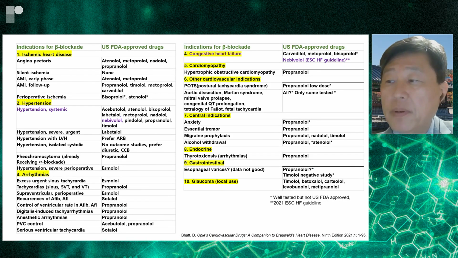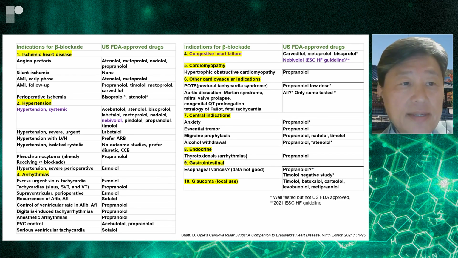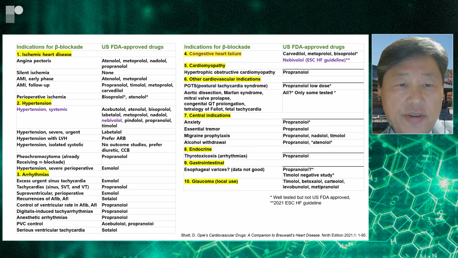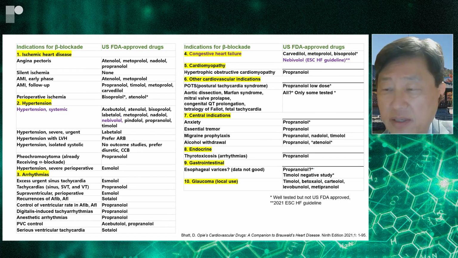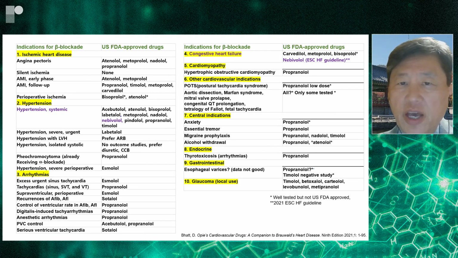The indications of beta blockers and US FDA approved drugs include ischemic heart disease, hypertension, arrhythmia, heart failure, and cardiomyopathy. Beyond cardiovascular indications, there are central indications such as anxiety and thyrotoxicosis, GI uses, and local use for glaucoma. Nebivolol is approved for the treatment of hypertension in the United States, and for hypertension and heart failure, especially heart failure with reduced ejection fraction, in Europe.